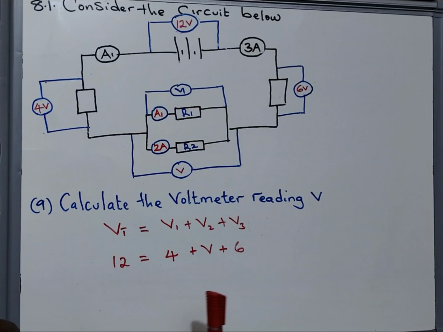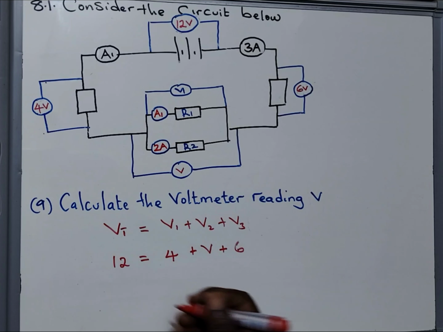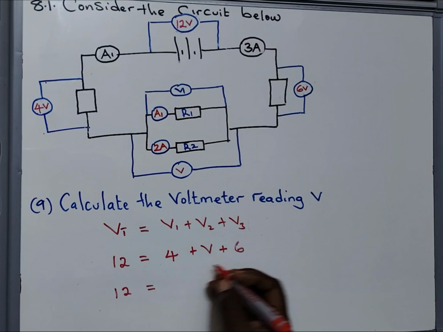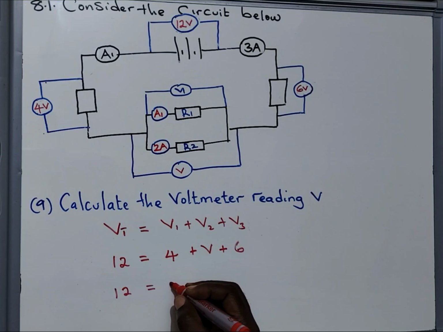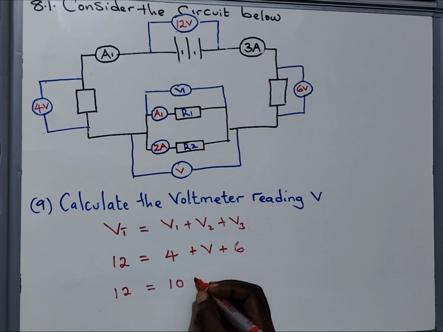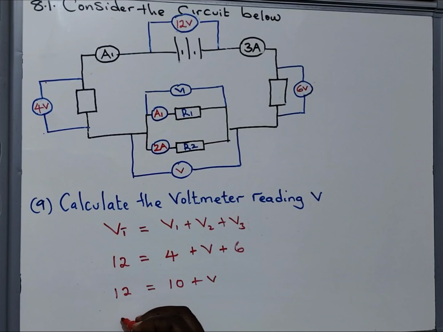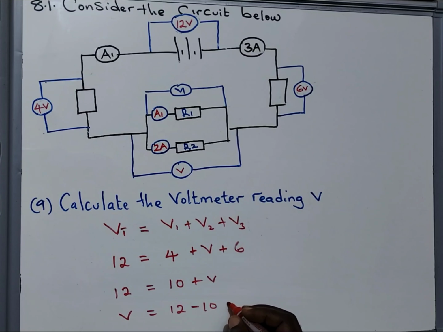And what do we do? We calculate. We simplify. In simplifying, we have 12 equals, collecting like terms here, 10 plus V. That gives our V to be equal to 12 minus 10, giving you 2 volts.